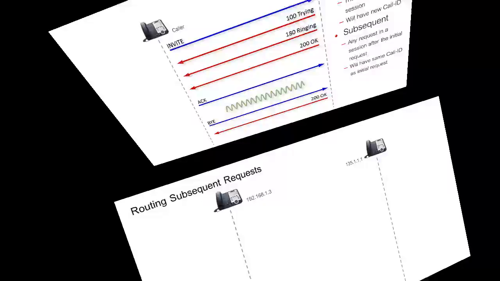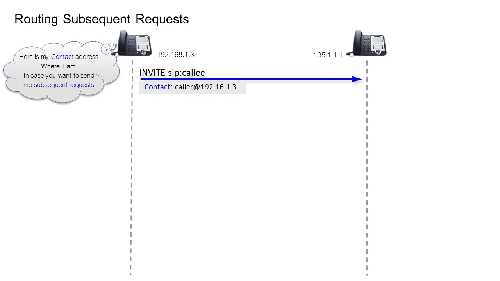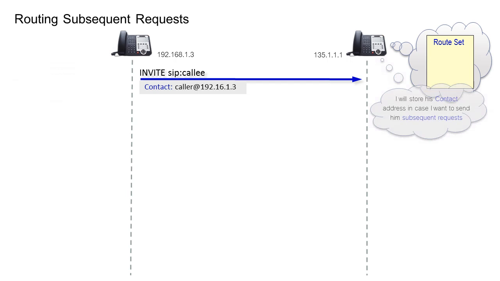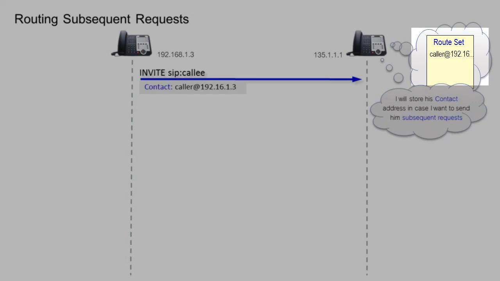So, routing subsequent requests. Before sending the initial invite, the user agent client includes in the request his own contact address, stating, "This is where I am, in case you'd like to send me subsequent requests. Send them here to my contact address." On the other side, the downstream user agent server sets aside some internal memory space and stores in it the caller's contact address, just in case he wants to send subsequent requests later in the call. Now, this memory space is known as the route set.